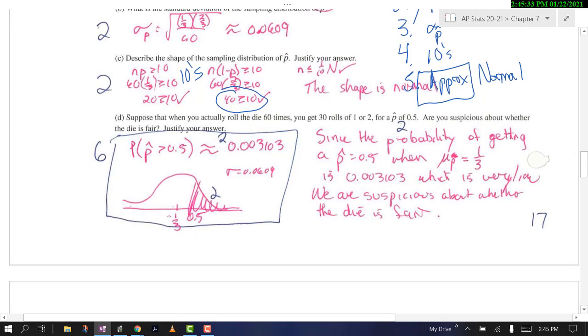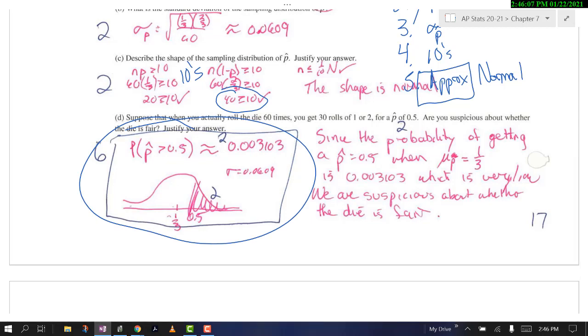Letter D was not as successful for some of us. We wanted to find the probability that the p-hat was greater than 0.5. So we've already done the 10% rule, done the tens, so we know we can find the standard deviation and the mean. We know it's approximately normal, so we can do our calculations. The work that I want to see is in this box. The probability of p-hat greater than 0.5 is 0.00310. Depending on how you rounded your standard deviation, it could be smaller. A lot of us have 0.002 something, and that's fine.